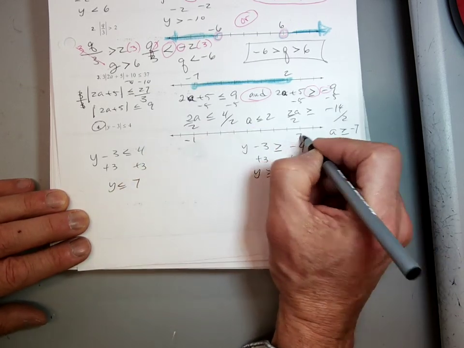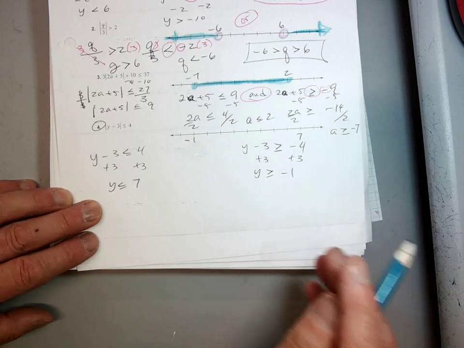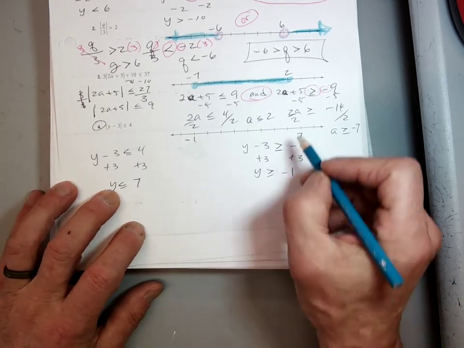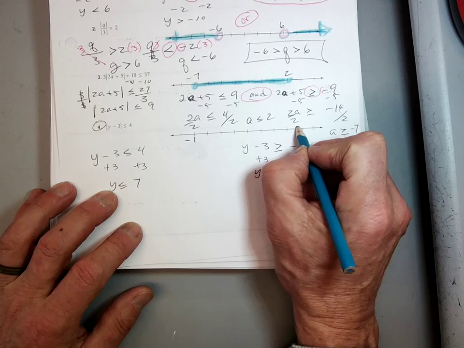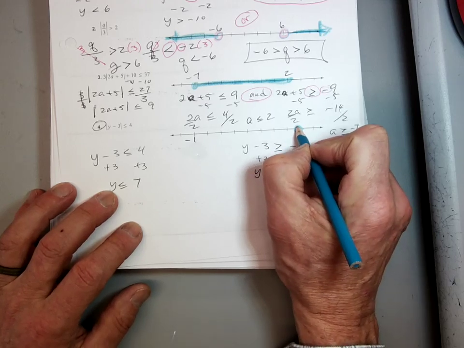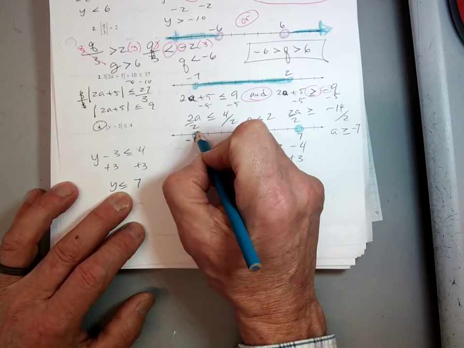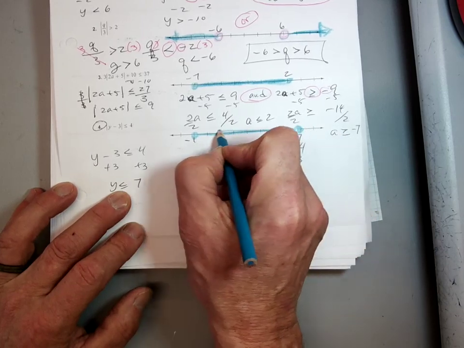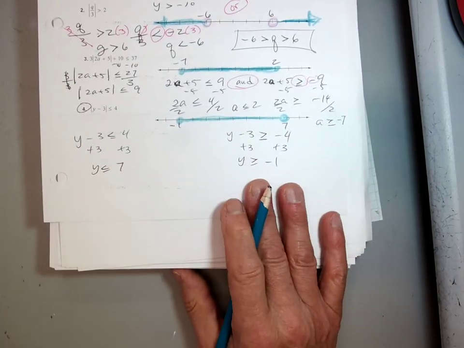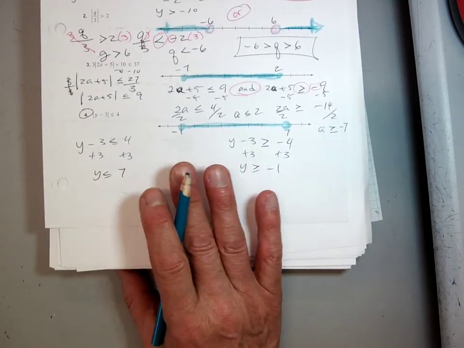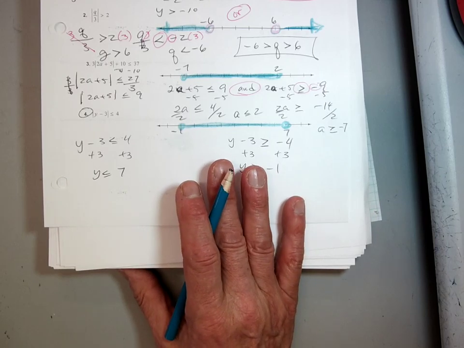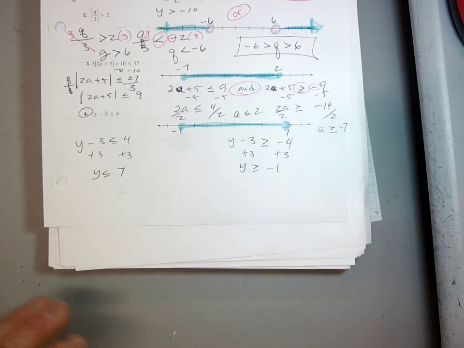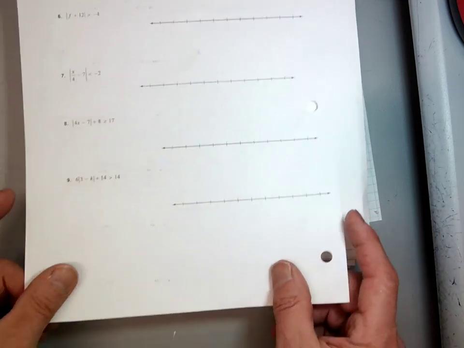-1, 7. Less than or equal to 7, closed circle. Greater than or equal to -1, closed circle, and everything in between. Okay, give me a thumbs up if you got that answer. I want to see it. Thumbs up. Okay, good. Okay, you guys ready to turn the page? Not too bad?